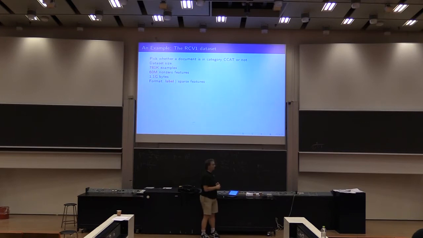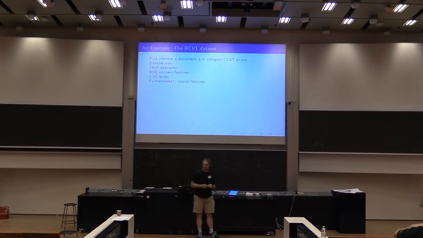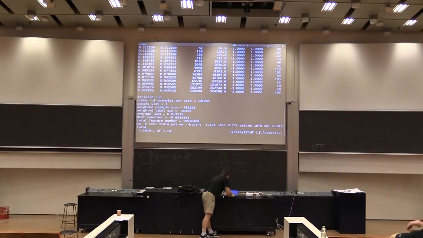Okay, so the data set I'm going to talk about is RCV1. This is a document classification data set. It's about 781,000 different lines. So this is 781,000 examples of X, Y pairs. There are 60 million non-zero features. So this is the number of entries in the X vector which are non-zero. And the data set is about 1.1 gigabytes in size. Okay, so the data set itself, let me show you this.